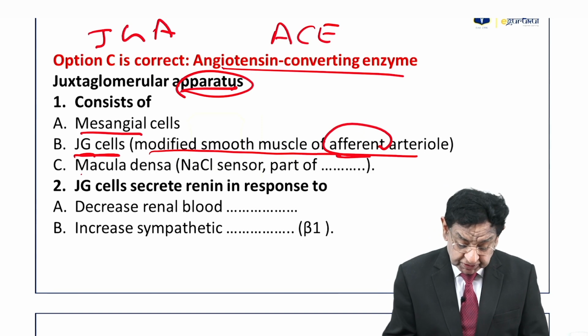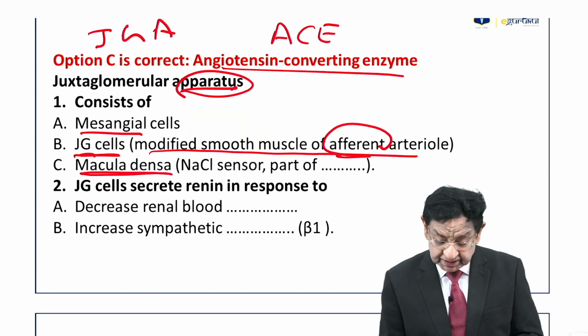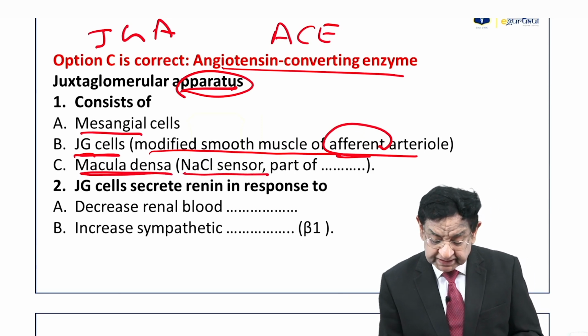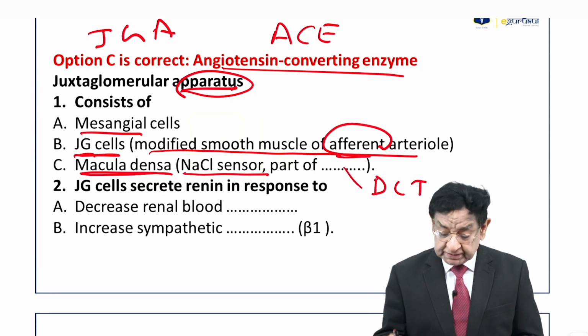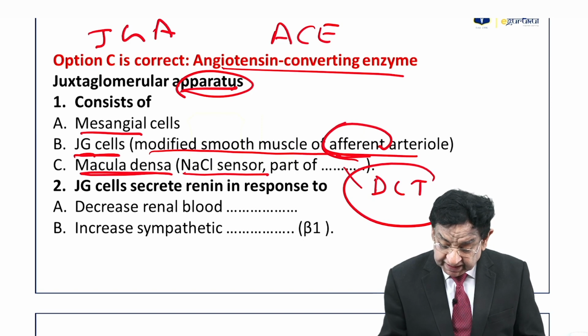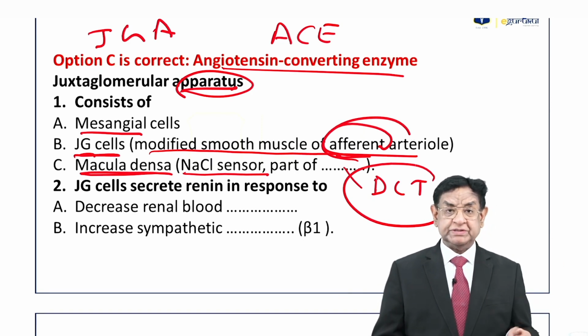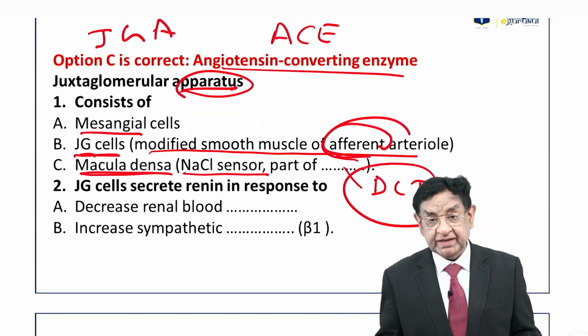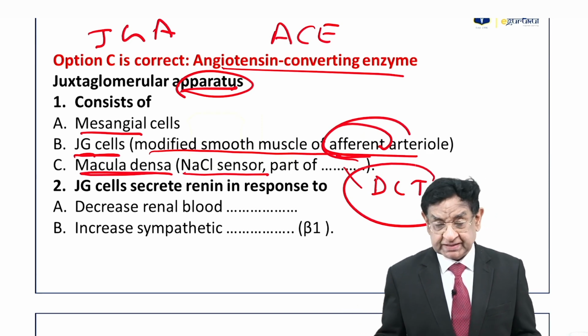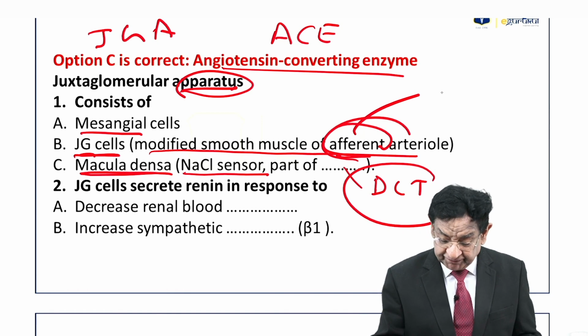It also includes the macula densa, which is a sodium chloride sensor, part of the DCT. This is the DCT and this is the afferent arteriole. One more question they ask is about various combinations: PCT, efferent, PCT, afferent, etc. So remember it is afferent and DCT.